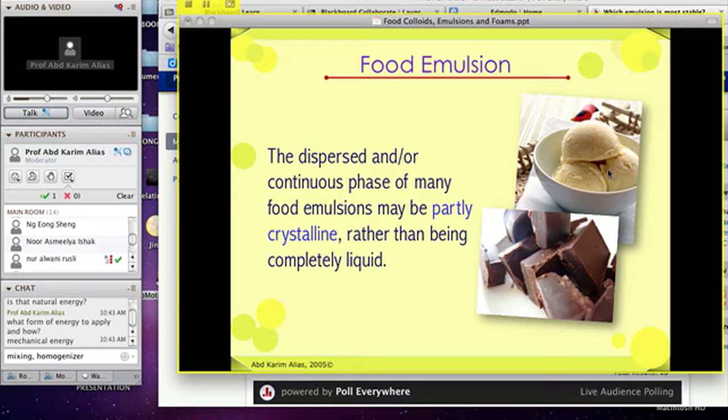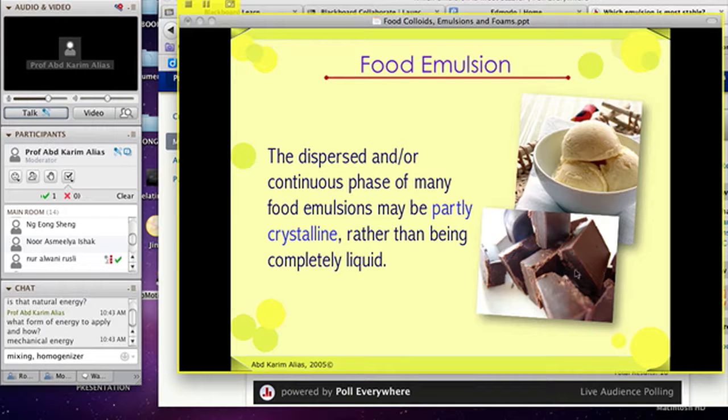So fat can crystallize. Depending on the temperature, at any temperature, there's always some amount of solid fat and some amount of liquid in the oil, in the fat. So we can measure the solid fat content actually. This fat can be present as a continuous phase, or as a dispersed phase, but it can be present in crystalline form.